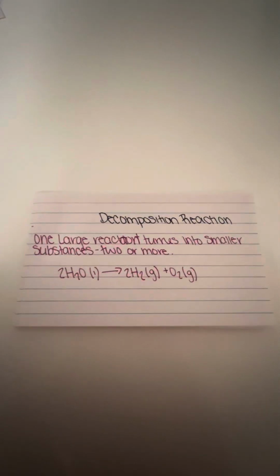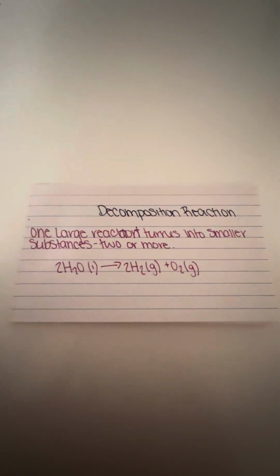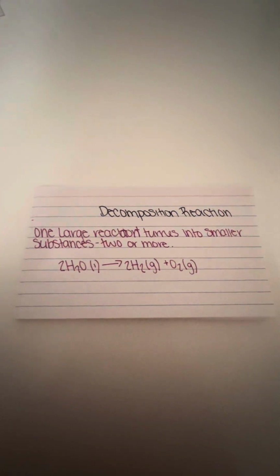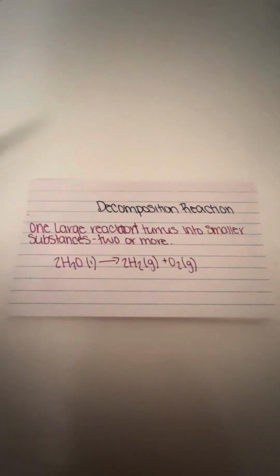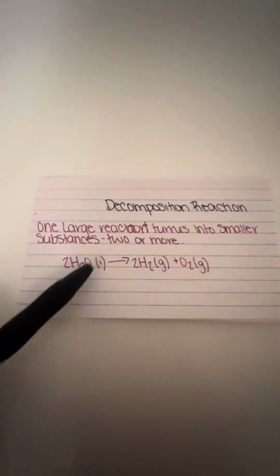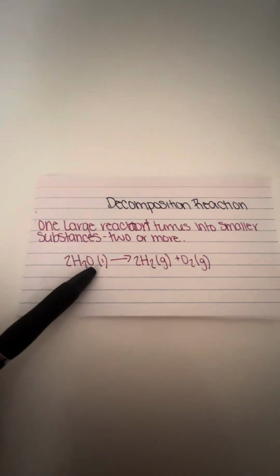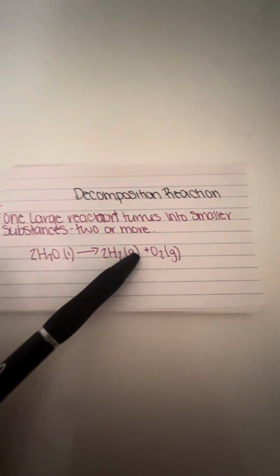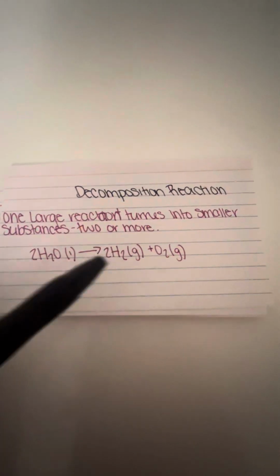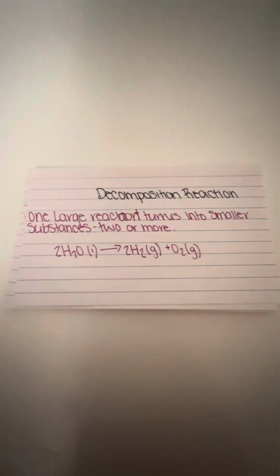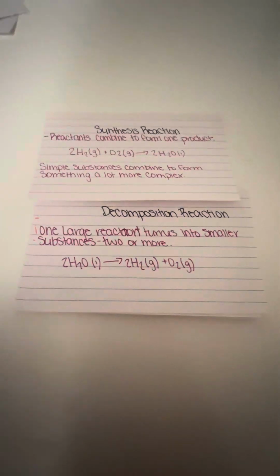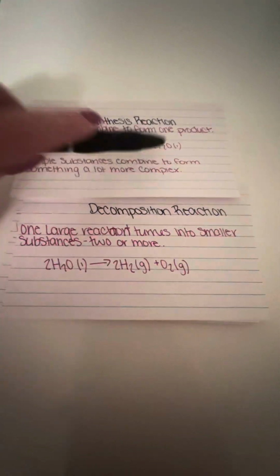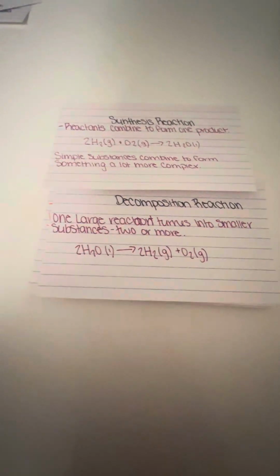Next up was a decomposition reaction. This is where one large reactant turns into smaller substances, typically 2 or more. You can see it starts off with one larger reactant and that gets turned into 2 smaller substances. It is like the opposite of the synthesis reaction, where it goes from 2 to 1, and this goes from 1 to 2.